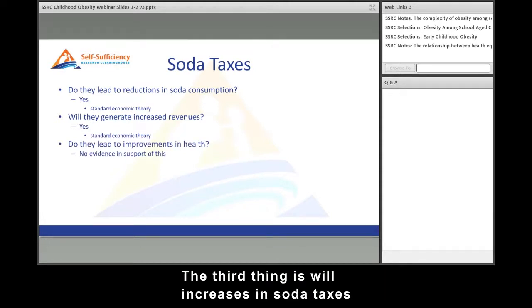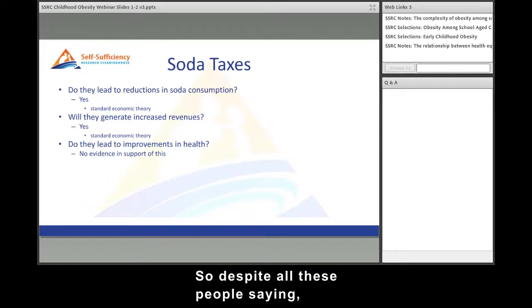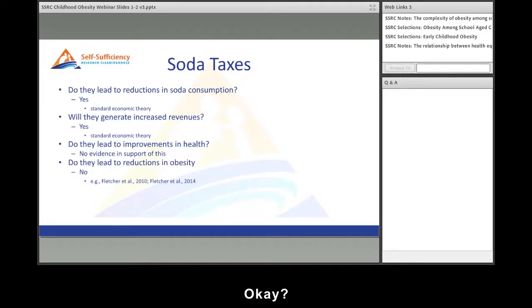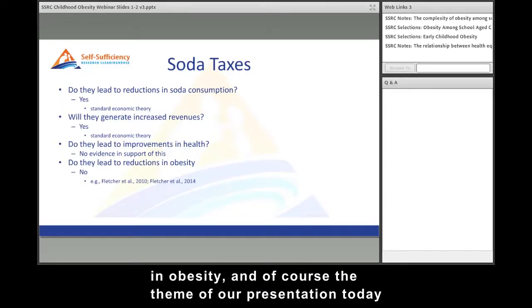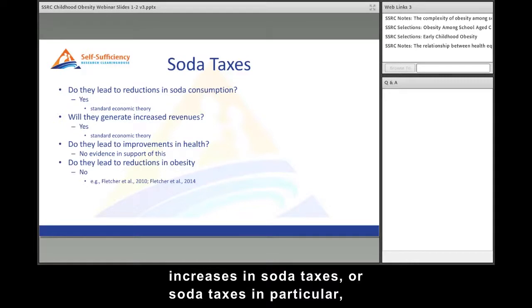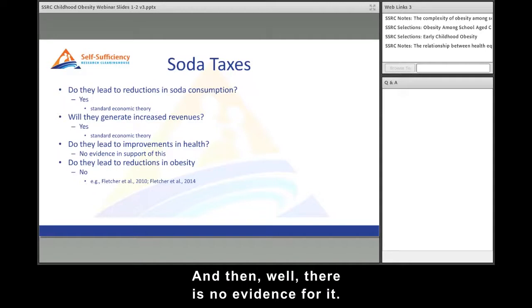The third thing is, will increases in soda taxes lead to improvements in health? Here's where it gets a little bit tricky, because there's really no evidence in support of this. Despite all these people saying we should have soda taxes, there's really very little evidence that it leads to improvements in individuals' health, okay? In particular, the main thing that these soda taxes are argued for is that it'll help to lead to reductions in obesity. And of course, the theme of our presentation today is obesity. And there's really no evidence at all that soda taxes will lead to reductions in obesity. So if somebody argues, oh, we should have soda taxes because it leads to reductions in obesity, the correct response is, well, where's the evidence for that? And there is no evidence for it.